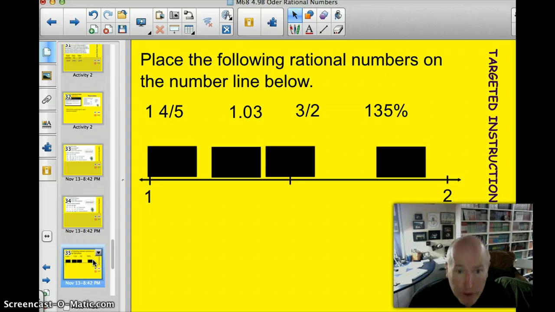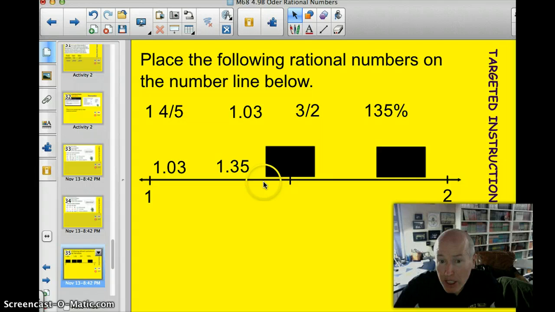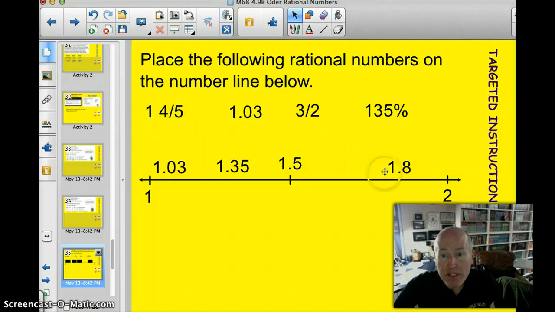All right, well, you'll notice that they're all between the whole numbers 1 and 2. So if you switch all of these to decimals, 1.03 will go there. 1.35 is actually 135%. If we move that decimal, 1.35 would go right about here. It's between 1 and 1.5, but a little closer to 1.5. 3/2 is 1.5, 3 divided by 2, so that's going to go right in the middle between 1 and 2. And then 1 4/5, that's actually 1.8. So that's going to go nearly to the 2, just past the 1 3/4 mark.